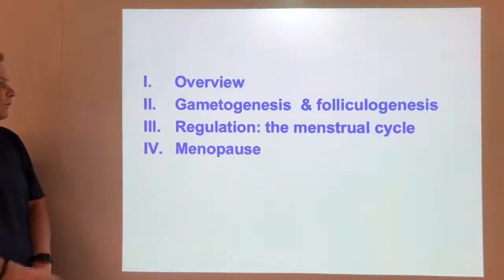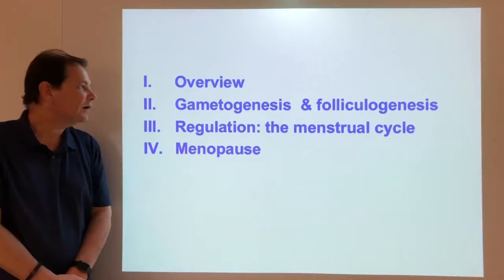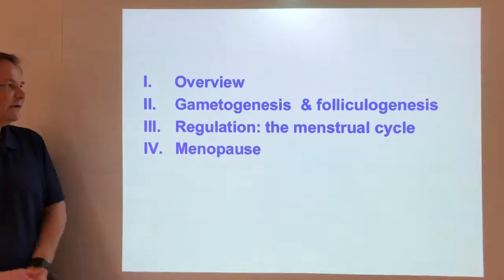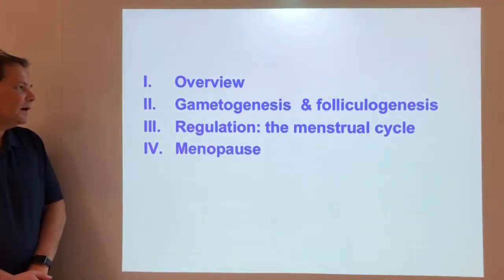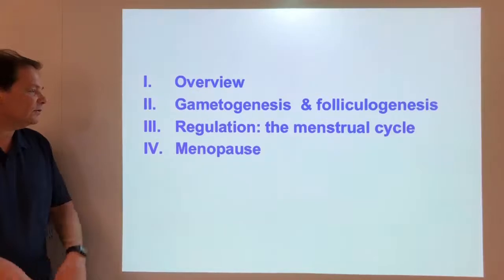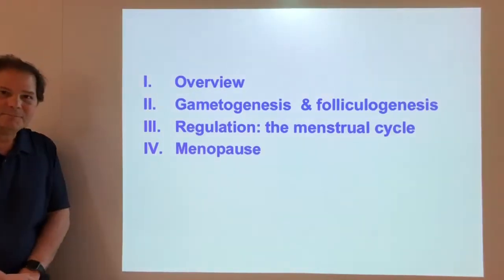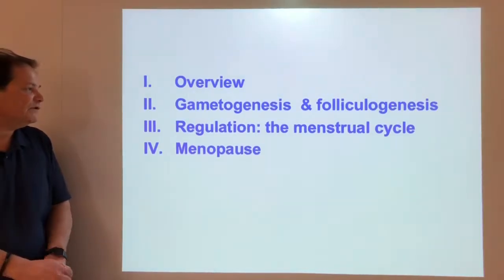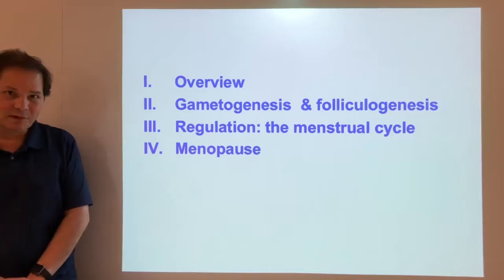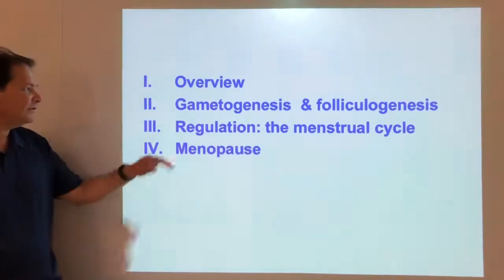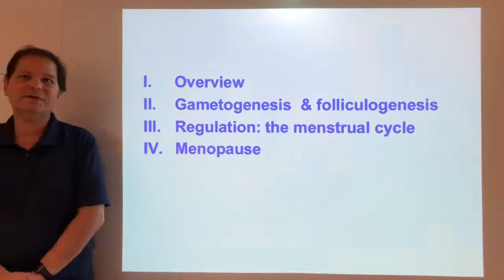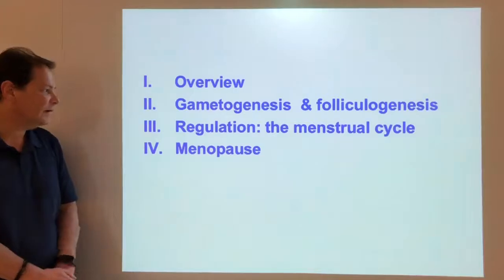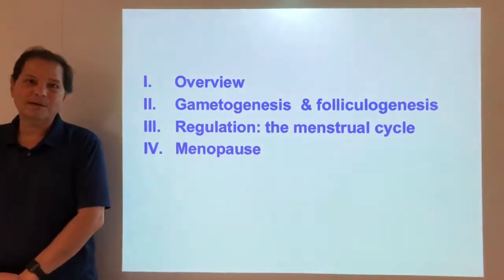There'll be an overview and then we'll talk pretty extensively about gametogenesis, the development of the ovum and the development of the follicle around it, folliculogenesis. The follicle along with the HPG axis results in generation of many of the hormones that are involved in the menstrual cycle, and we will launch into a very in-depth discussion of the changes in those hormones and how the cycle operates, and we'll finish up with a few words on menopause.